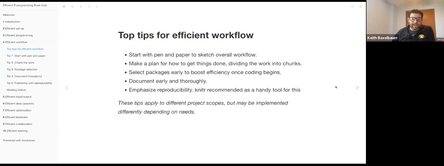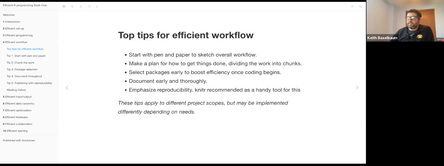So they broke it down into kind of 5 tips, and then stepped through each of them that really mirror what those learning objectives are saying. So starting with pen and paper to sketch an overall workflow, making a plan for how to get things done, including dividing the project into chunks of things that need to get done. They really emphasize this idea of selecting packages really early. So rather than starting programming and then figuring out what you need, let's figure out what you need before you've even started coding. Documentation, and then reproducibility, where they were really emphasizing knitr as a useful tool for that.